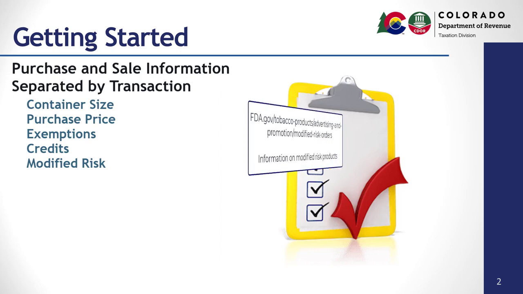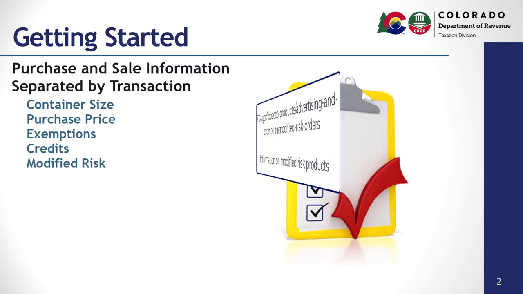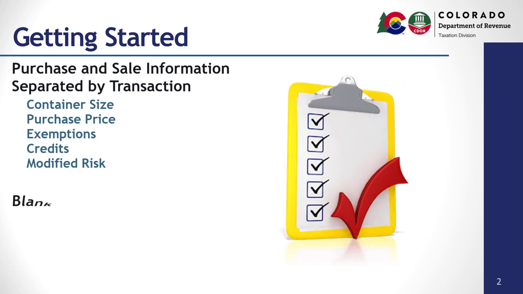More information on modified risk tobacco products is available on the FDA website at fda.gov/tobacco products/advertising and promotion/modified risk orders. You will also need a blank copy of the moist snuff schedule. If you choose not to use the schedule for upload, you may instead manually enter all of your moist snuff information directly in the tobacco return in Revenue Online.